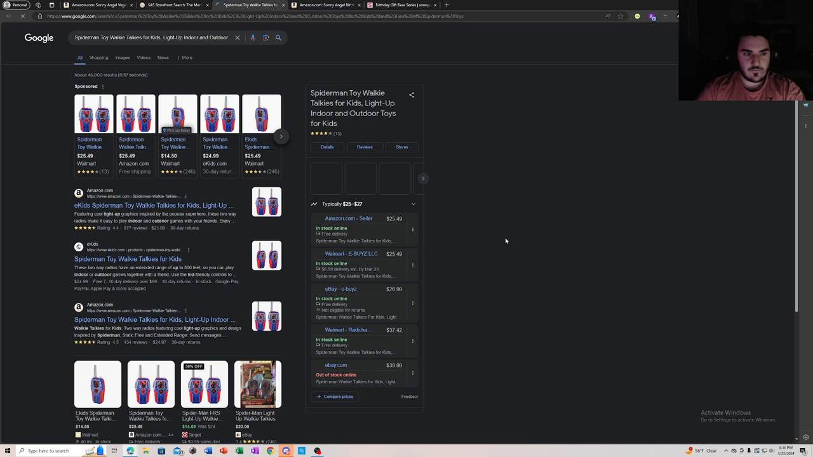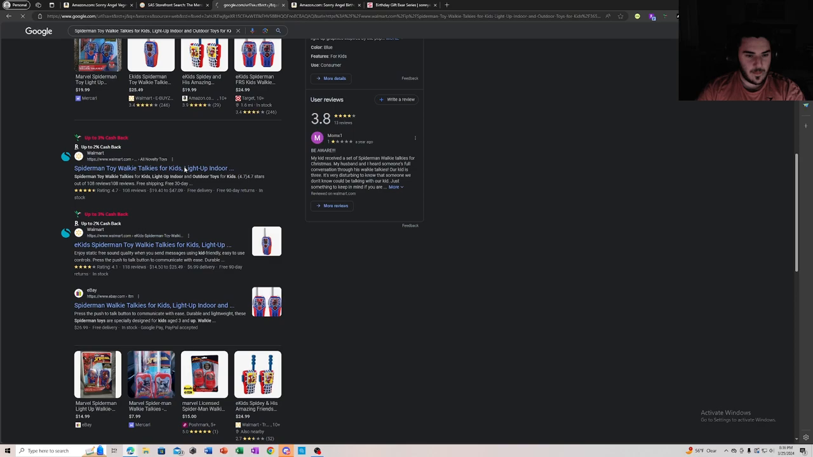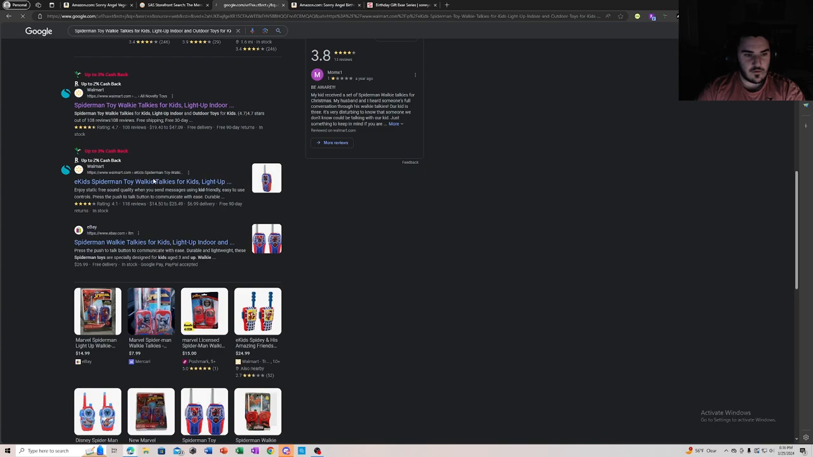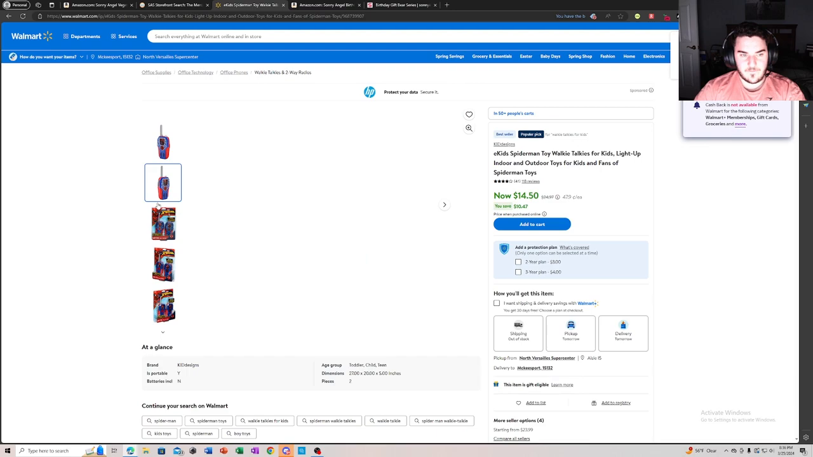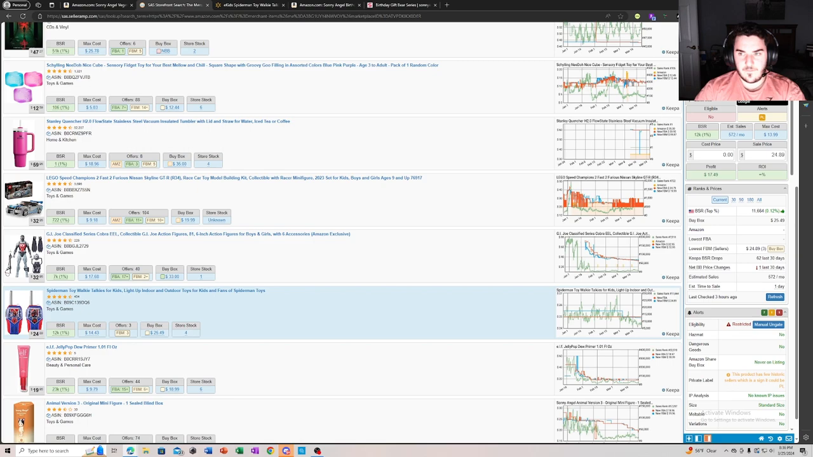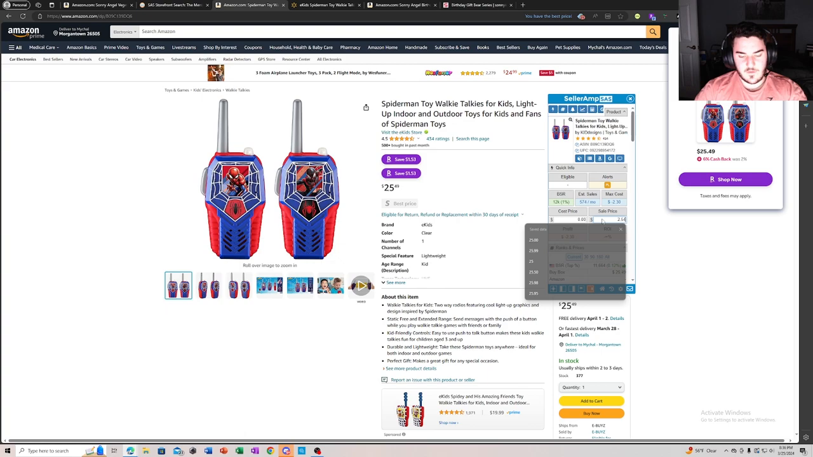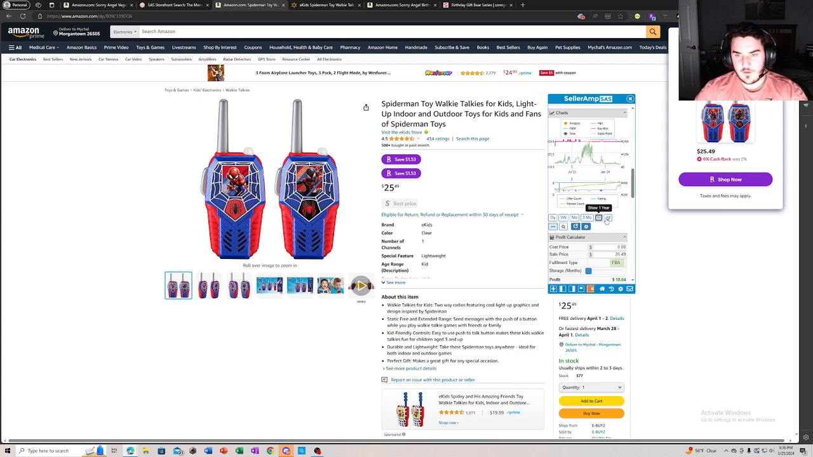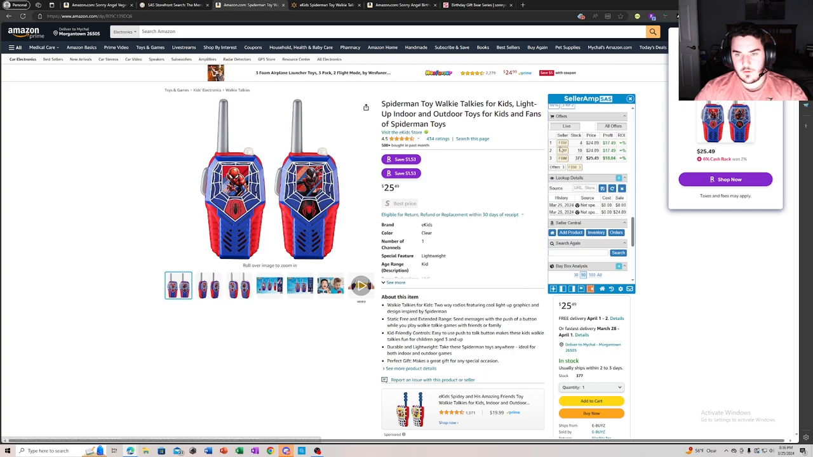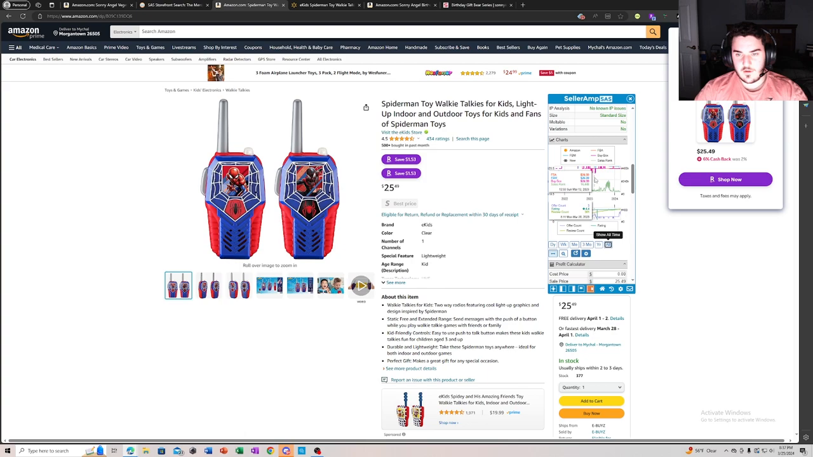Spider-Man walkie-talkies. By third party, probably not going to be profitable, but we'll check different links. Pretty solid. Potentially. $5.49 buy box. Oh, almost. Oh, yeah. That looks extremely private label. Probably not worth a jump on this listing, considering there's been one price point year-round.